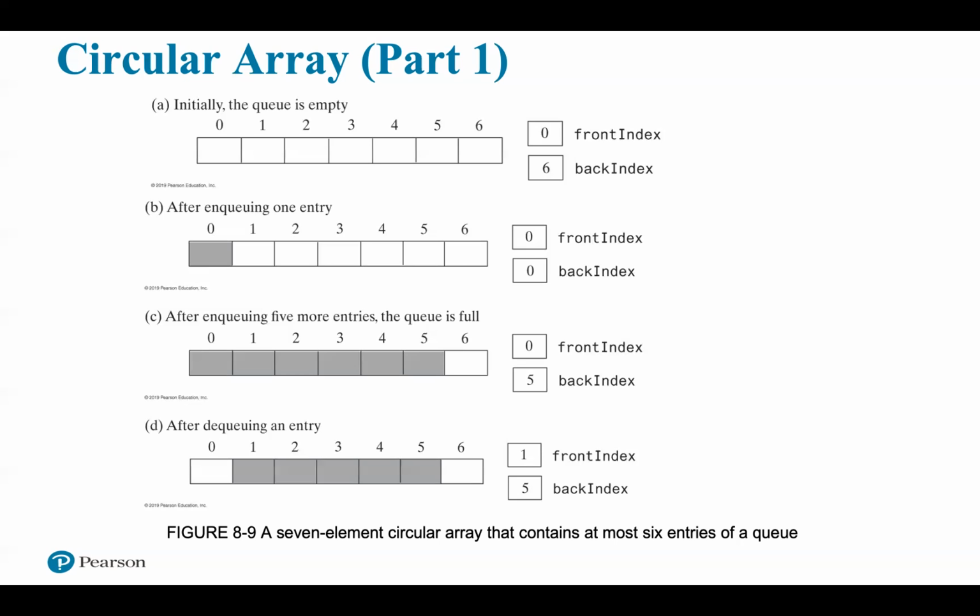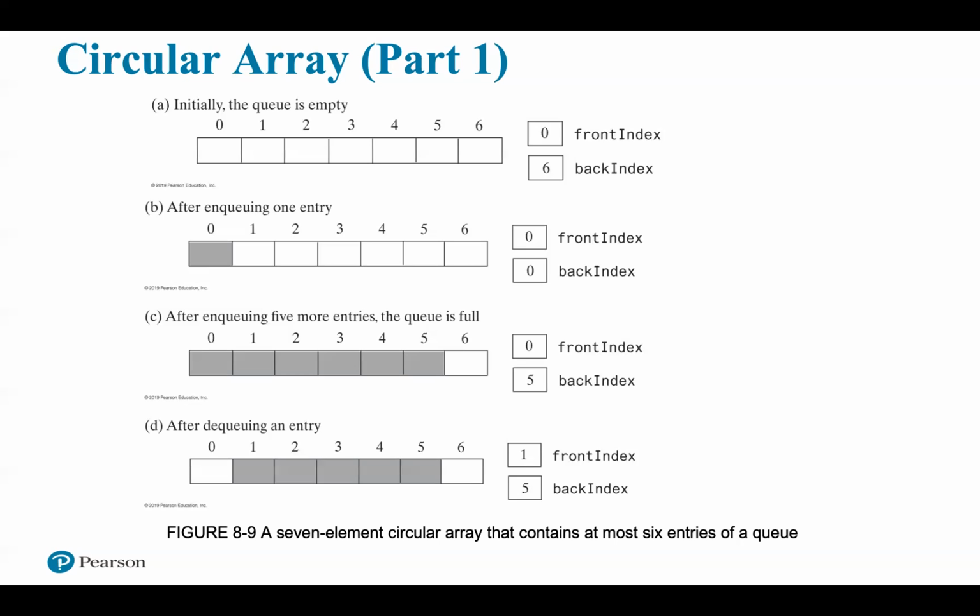Figure 8.9 illustrates a 7-element circular array that represents a queue of at most 6 entries. As we add and remove entries, you should observe the effect on the indices front index and back index. Part A of the figure shows the array initially when the queue is empty. Note that the front index is 0 and back index contains the index of the array's last entry. Adding an entry to the queue increments the initial value of back index, so it becomes 0, as shown in part B. Part C illustrates the queue after 5 or more additions, making it full.